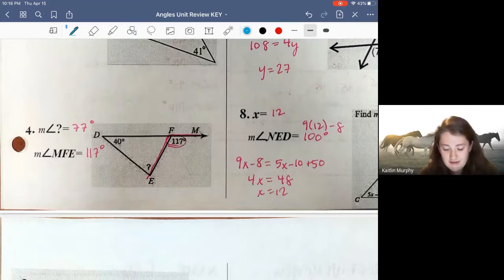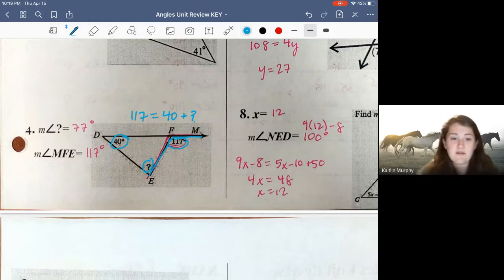On number 4, this is testing our exterior angle theorem. So this exterior angle EFM, which is labeled 117, we know that is supposed to be equal to this 40 plus that question mark. So we can just subtract that 40 from the other side and get 77 for the measure of angle question mark. And the measure of angle MFE, that's really just testing whether you know how to name angles. So MFE is that 117 degrees.